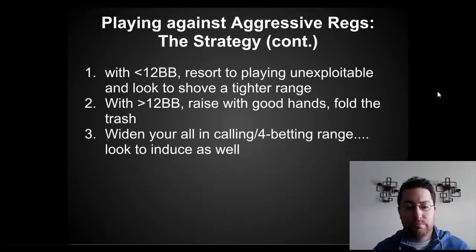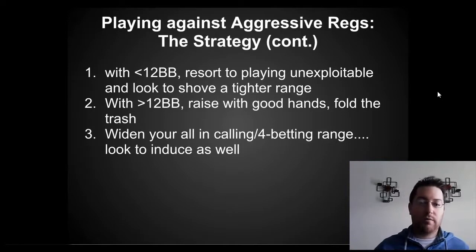Essentially, you can do a couple things. If you have less than 12 big blinds, and you think that every time you raise, they're going to 3-bet with a really wide range that will exploit those opens, then what we want to do is go back to unexploitable. Look to shove all in. Don't go to the raise-fold anymore. Shove all in with the 12 big blinds. Adopt that standard strategy that you're probably used to, and play unexploitable.